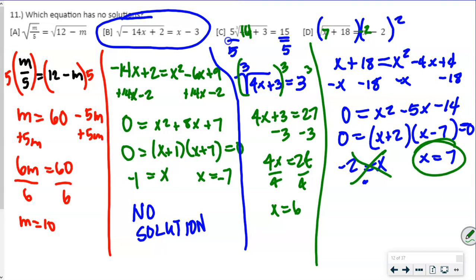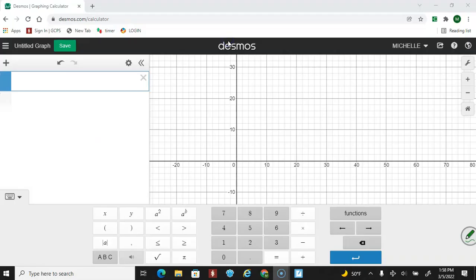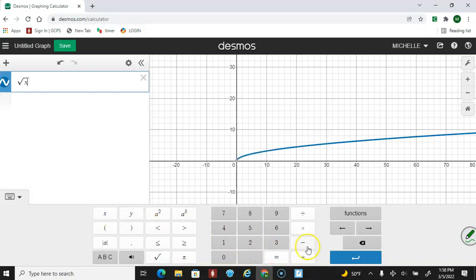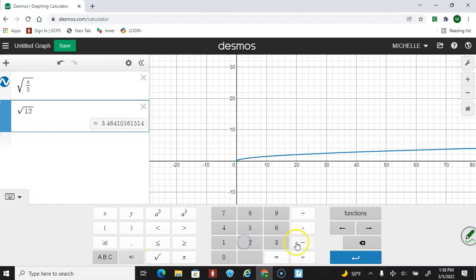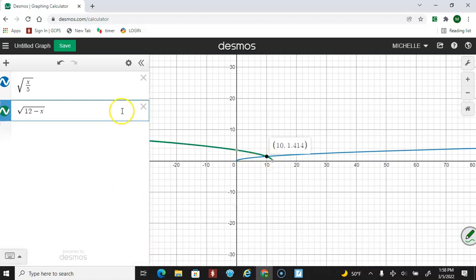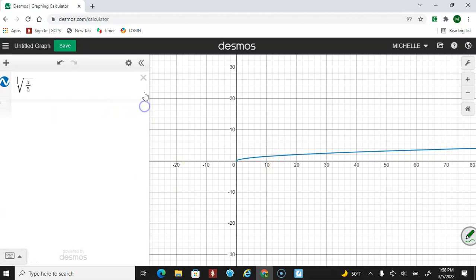So let's look at this now in Desmos. Anytime I have a variable like an m, I'm just going to use x, okay? So I'm going to do the square root of x divided by 5 for my first equation. My second equation is going to be the square root of 12 minus x. Okay, so see that intersection right there at 10, and that was the answer we got. So that is obviously not a no solution.